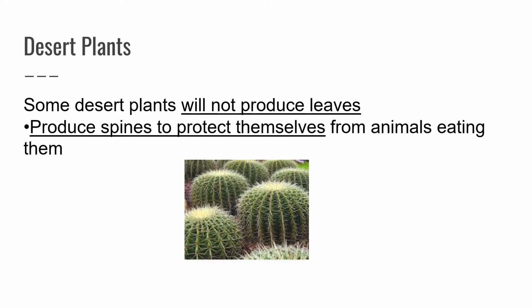Another adaptation: some desert plants will not produce leaves, but instead they produce spines to protect themselves from animals eating them. They don't have leaves that can just grow back, right? Instead they grow these spines all over themselves. Much like a pufferfish or a porcupine, they use that to protect themselves. Living in Texas, you've probably interacted with cactus spines before.